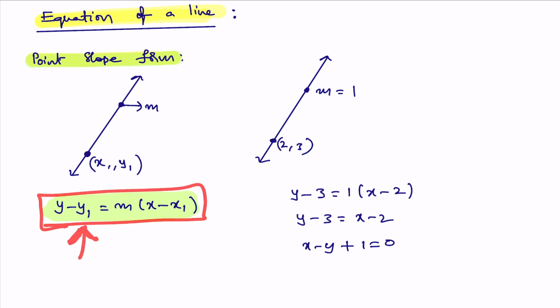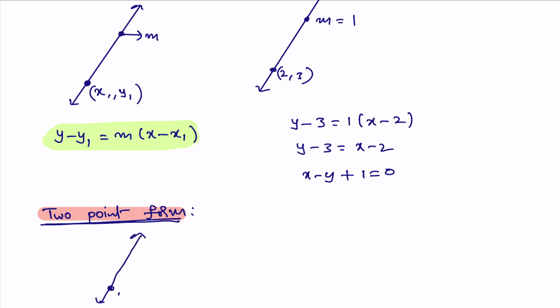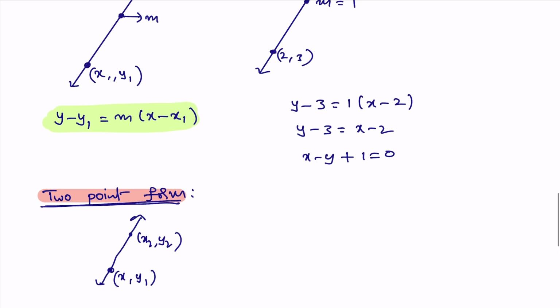This is known as which form? Point slope form. This is known as point slope form. Another form is there. That is the 2-point form. What is this 2-point form? There is a line which passes through 2 points, x1, y1 and x2, y2. Actually, to find the line equation, if you know one point on the line and the slope of that line, it is enough.